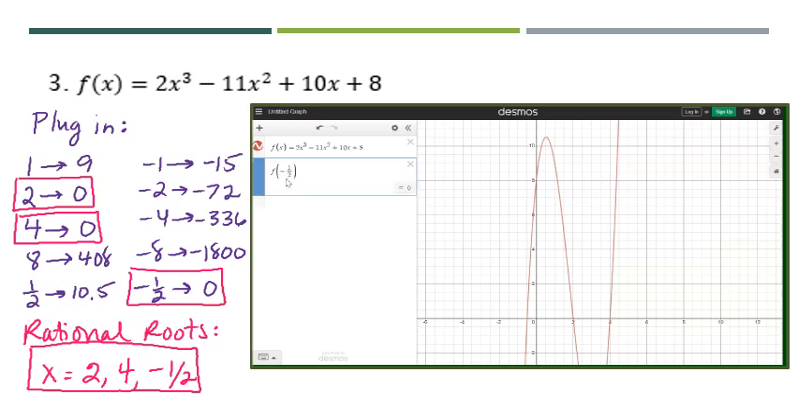So there are 3 rational roots of this function. We were able to see all 3 of them on our graph before we tested them. But if you needed to test them without being able to see a graph, this is what you would need to do.